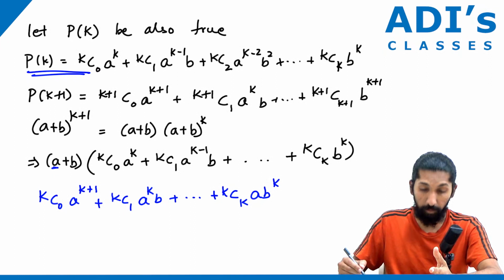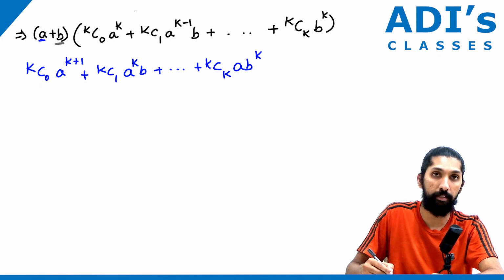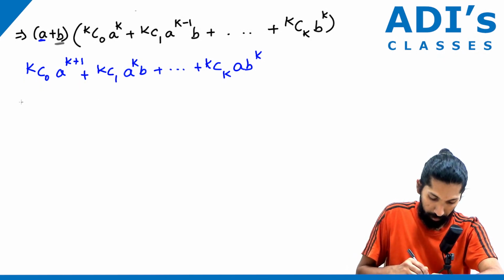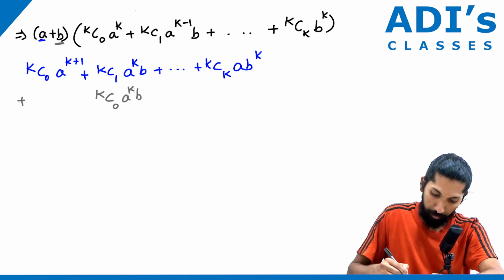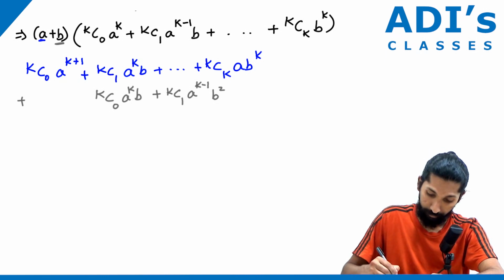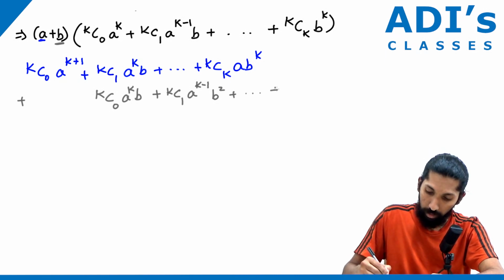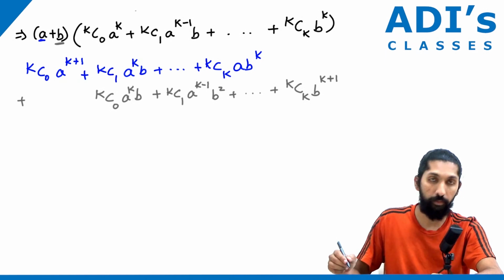Now we'll have to do the same thing with b. Correct? For b, we will multiply b with this entire thing. So we are going to get plus, next, when you multiply this one, I'll write it here. Plus kC0 into a power k into b, plus the next one is going to become kC1 into a to the power of k minus 1 into b square. Correct? So on and so forth, kCk b to the power of k plus 1. Correct? So this is what we have.